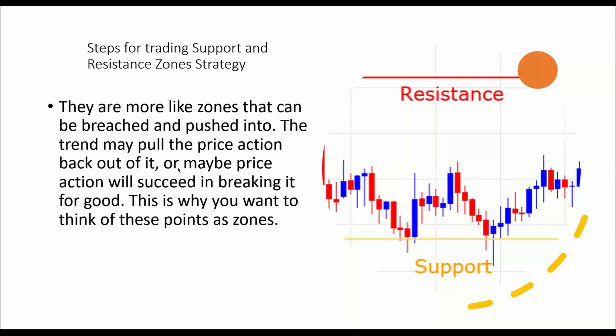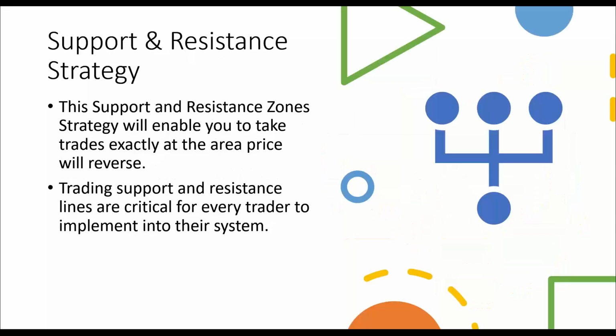So remember, they are more like zones that can be breached and pushed into. The trend may pull the price action back out of it, or maybe price action will succeed in breaking it for good. This is why you want to think of these points or these lines as zones, not finite prices. So now we're going to look at how we could use this together to build a support and resistance trading strategy.